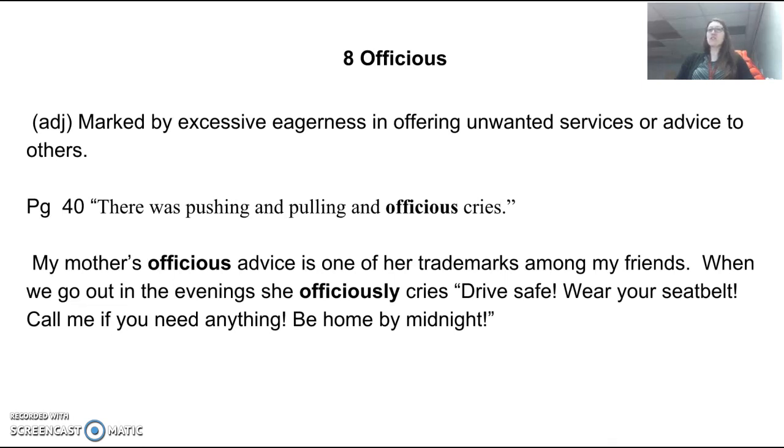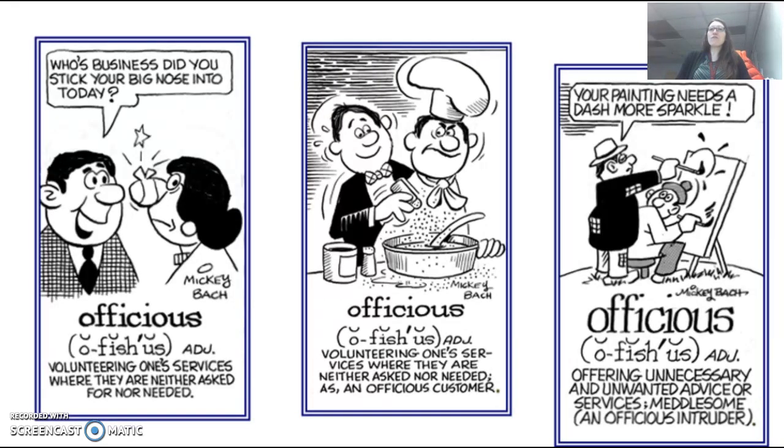My mother's officious advice is one of her trademarks among my friends. When we go out in the evenings, she officiously cries, "Drive safe, wear your seatbelt, call me if you need anything, be home by midnight." So officious, offering unnecessary or unwanted advice or services. Not needed, not wanted. Officious. Please write your own sentence using the word officious.